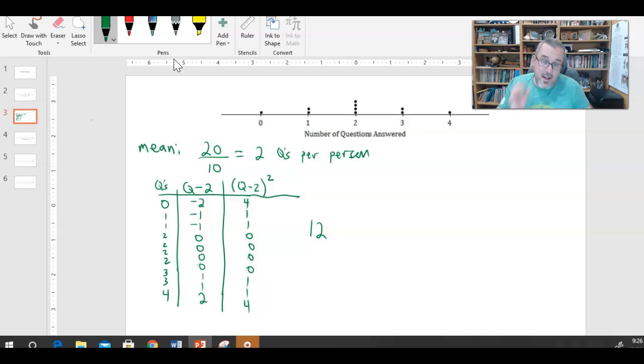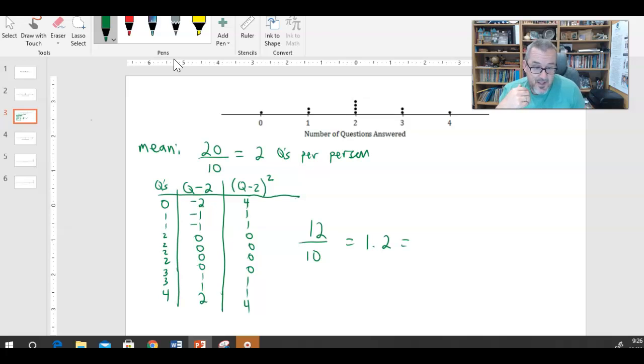All right? Now, we divide that by the number that there are. Of course, there's 10 participants. So if you take 12 divided by 10, you get 1.2. Now, 1.2 is the average of the squared differences.